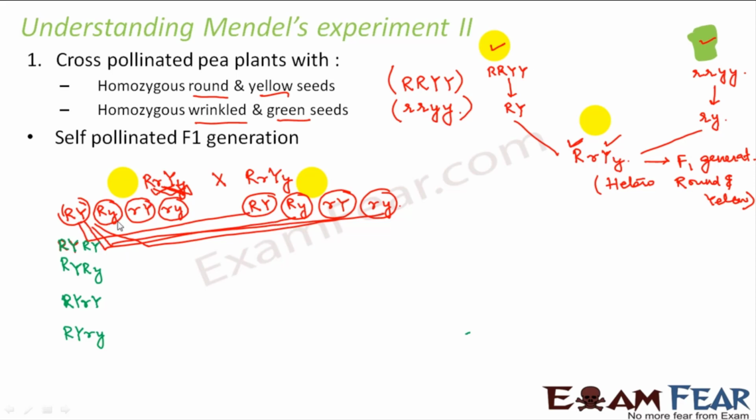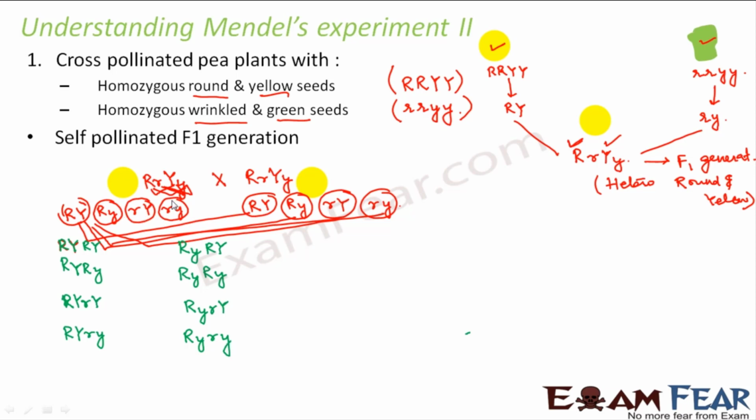Similarly, the second one can combine with any of these. So that way I'll write down all possible options. So this will be RY, R, capital Y. This can be R, small y, R, small y. This can also be R, small y, small r, capital Y. Or it can be R, small y, small r, small y.